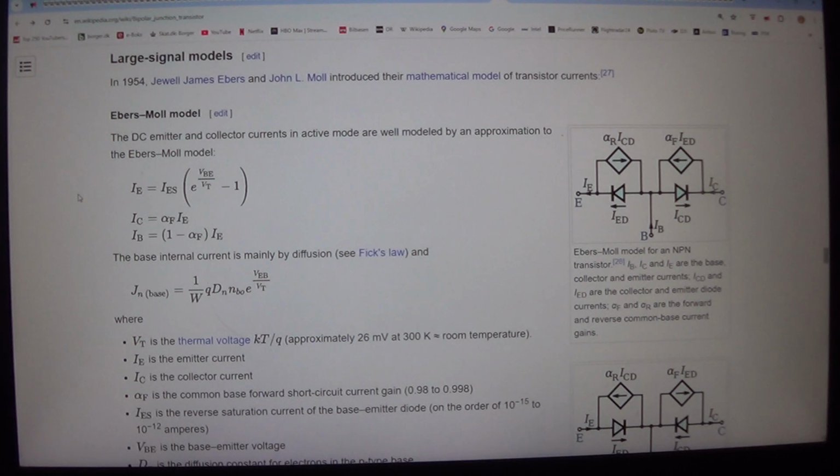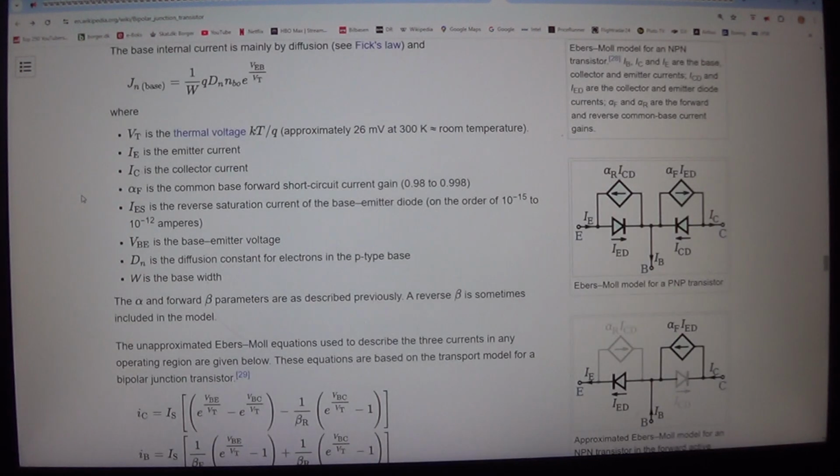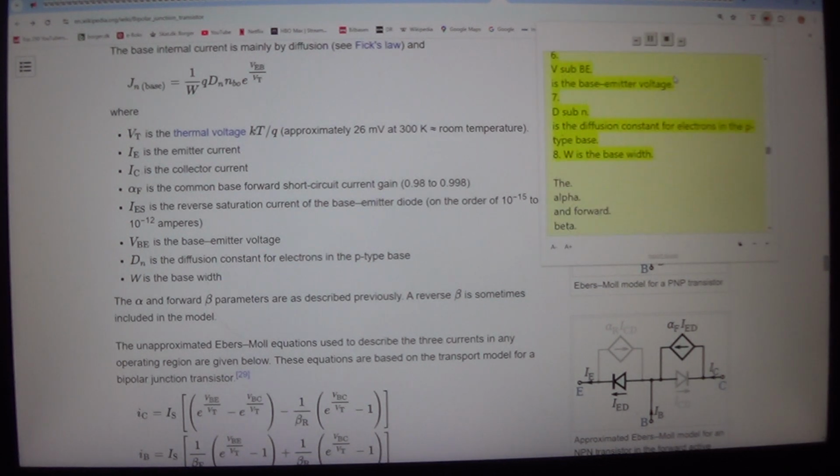Line 2, I_C equals alpha_F I_E. Line 3, I_B equals (1 minus alpha_F) times I_E. The base internal current is mainly by diffusion, see Fick's law, and J_n(base) equals 1 over W q D_n_B over V raised to the fraction with numerator V_EB and denominator V_T, where 1 V_T is the thermal voltage, kT divided by q, approximately 26 mV at 300 K, almost equal to room temperature.